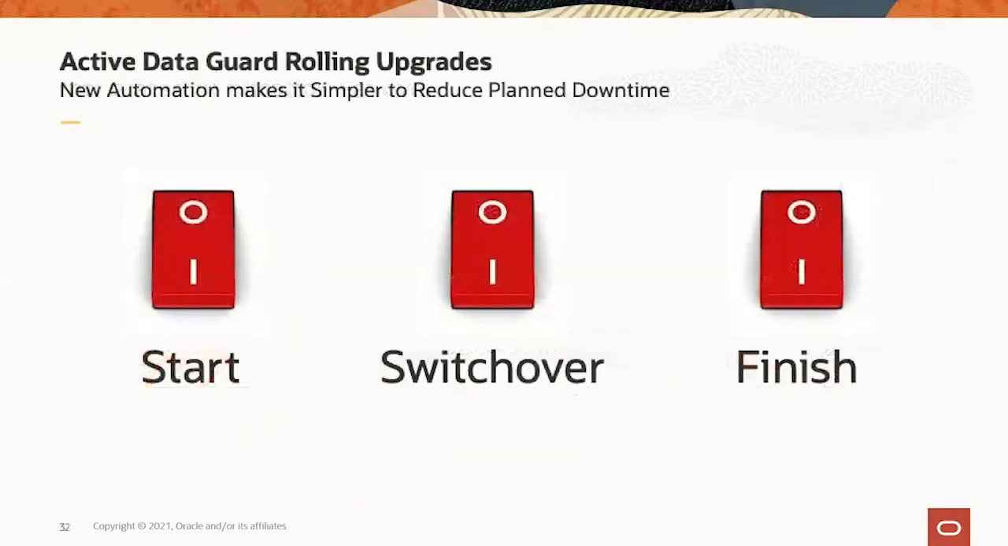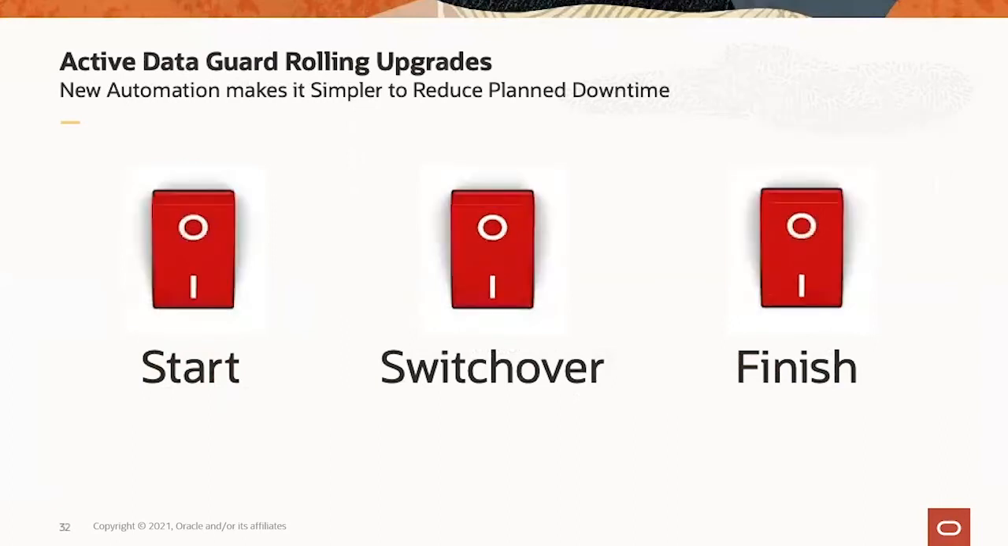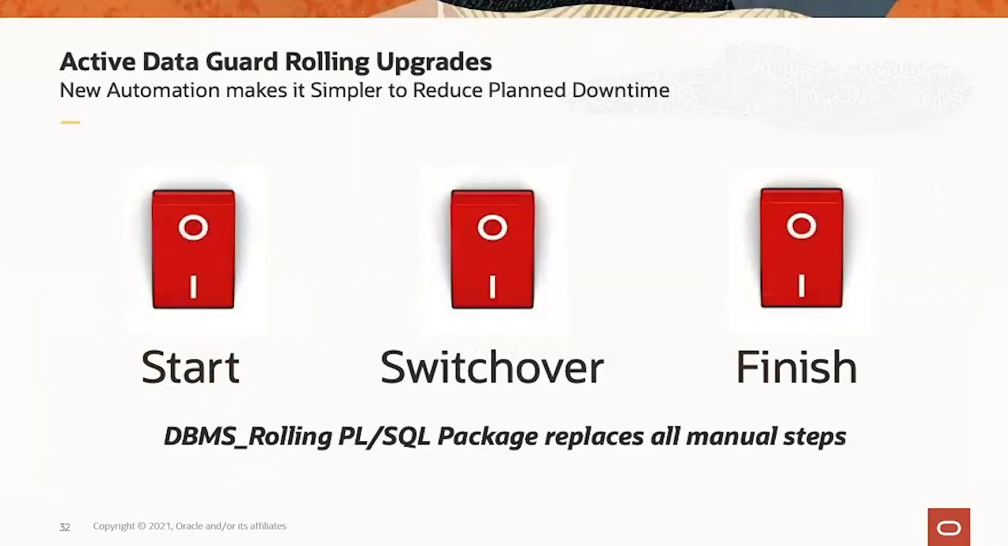The next step for Active Data Guard, and this is where it gets very interesting, is DBMS rolling. So instead of all the steps contained in the transient logical standby, you just do start, switch over, finish. That's simple. So DBMS rolling is a PL SQL package which replaces all those manual steps. And yes, remember, it's a lot of steps.